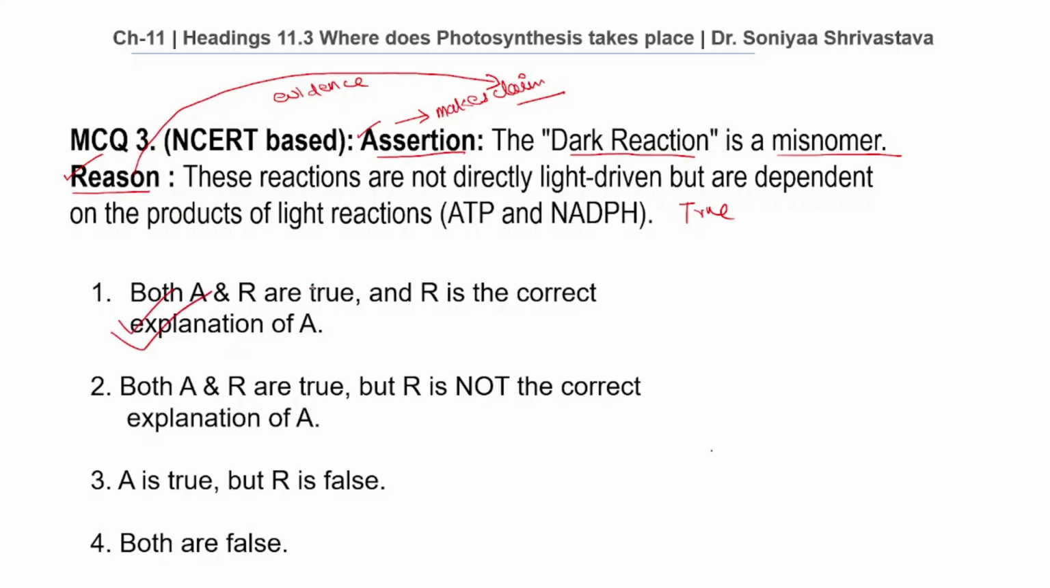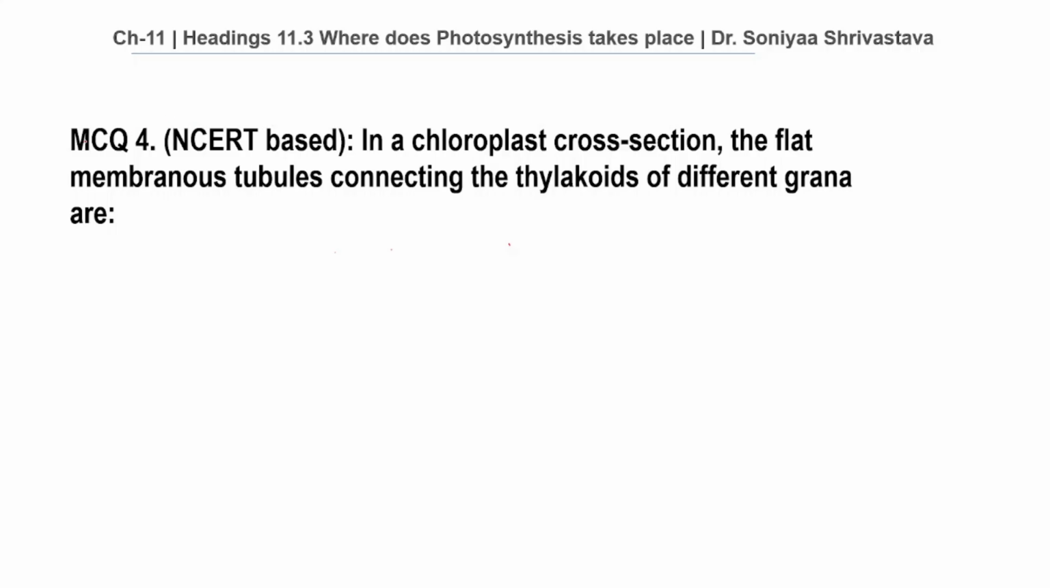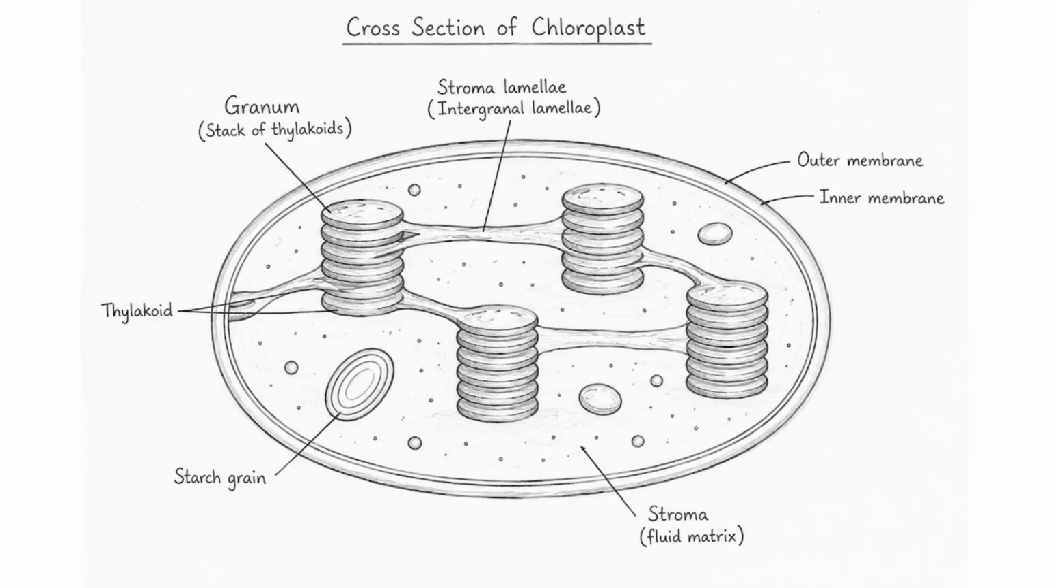This is our right answer. Moving on to MCQ number 4. In a chloroplast cross section, the flat membranous tubules connecting the thylakoids of different grana are stroma, stroma lamellae, cristae or grana. Let's see our diagram first.